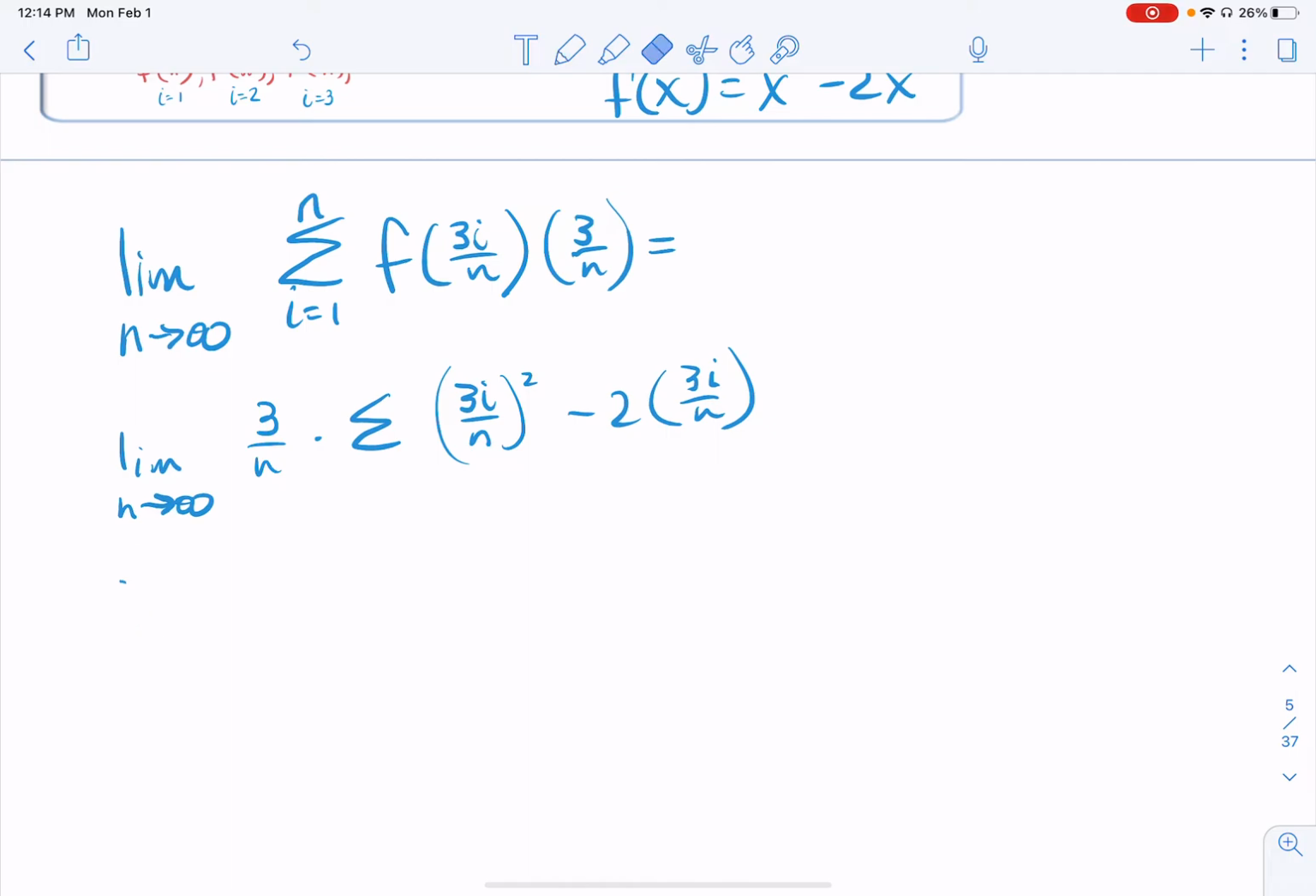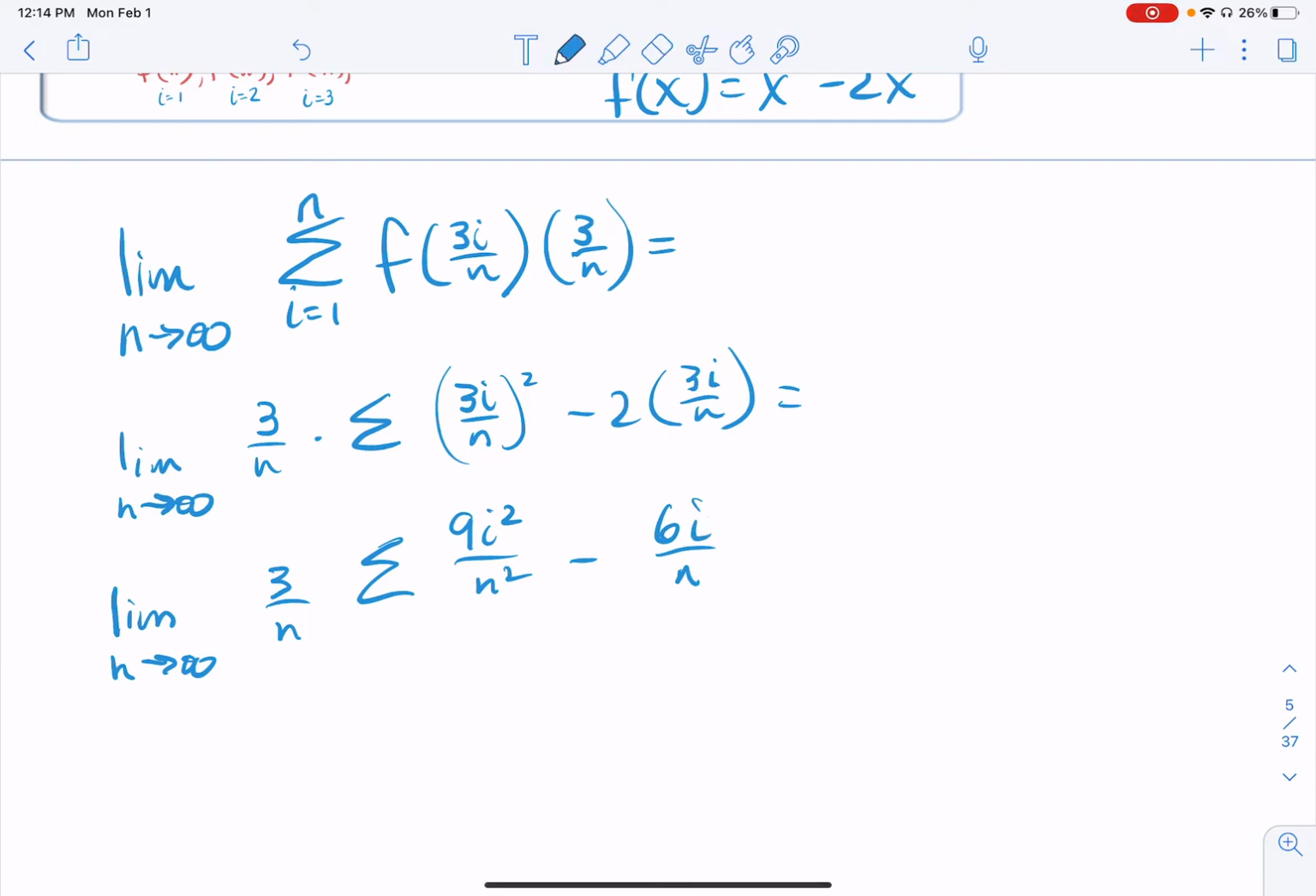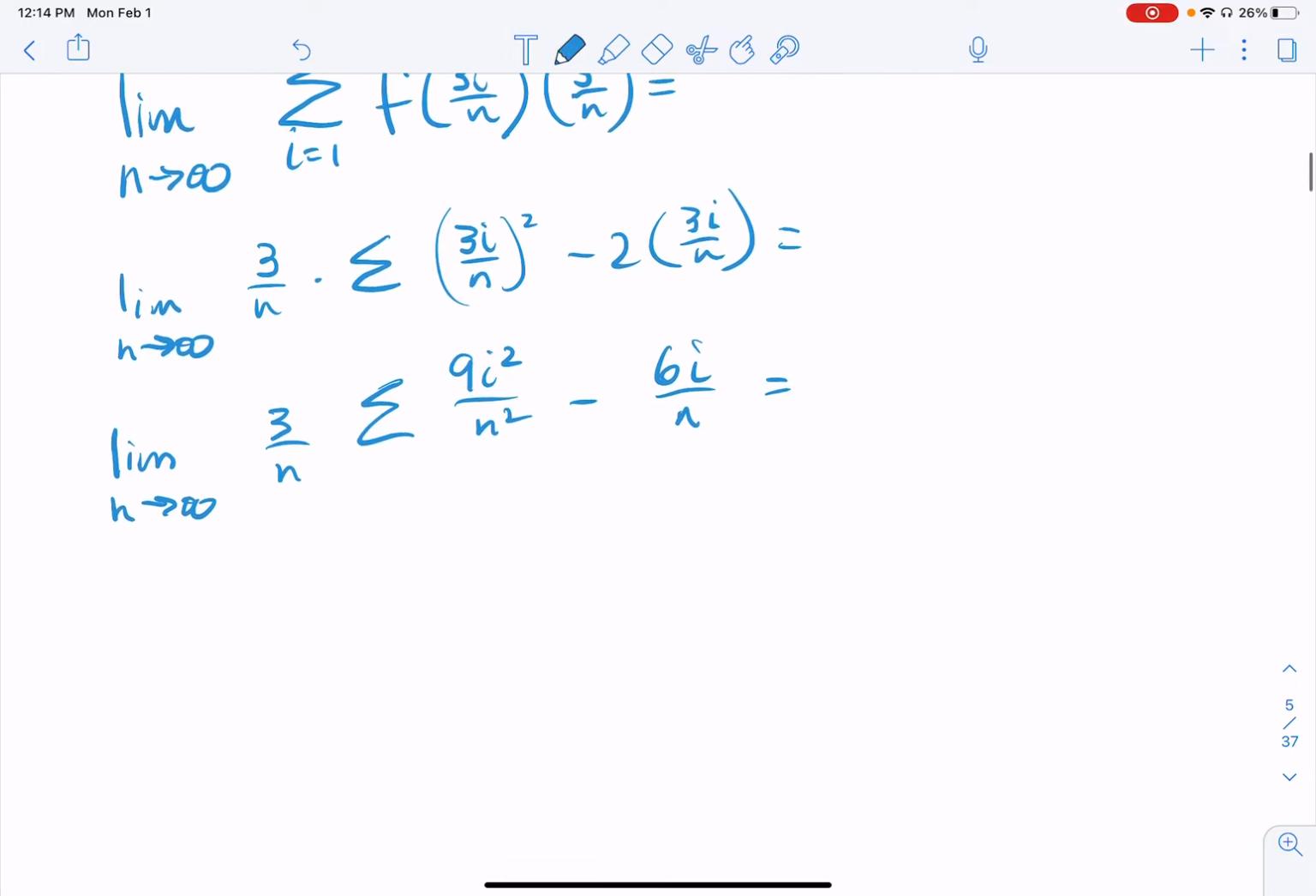Learn to write the word lim. Pulled it off. n goes to infinity. Bring this down. Summation of 9i squared over n squared minus 6i over n. Okay, and then what I would do is remember that I just want the sum of the i squared and I want the sum of the i. All the rest of these things are just going to be constants that we can pull out. But when we pull them out, we're going to have to use some brackets.